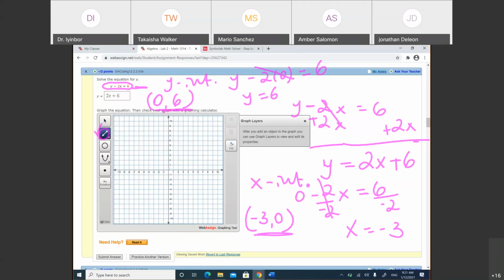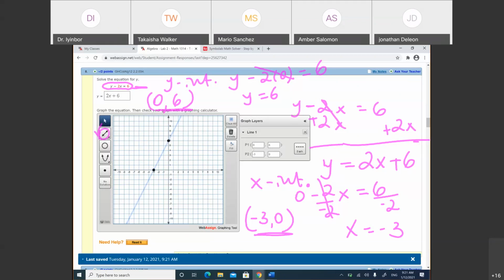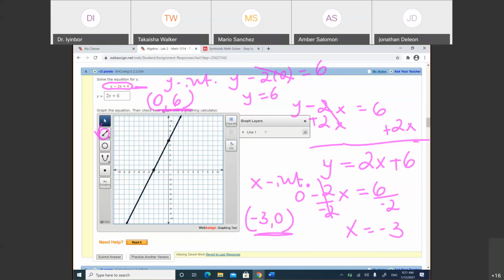And then you're going to click at 0, 6, which is here, the y-intercept, and then you click at negative 3, 0, it's right here. Okay? And then you see, it's going to connect by itself with this light blue line. And if you click at line 1 inside, it's going to give you the first point and second point. So if you make a mistake, the points are going to be here and you can correct them. So the first point is 0, 6. The second is negative 3, 0. That's exactly what I have. So this is how you graph a straight line on WebAssign.